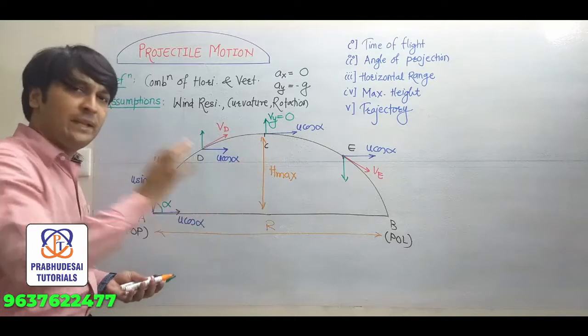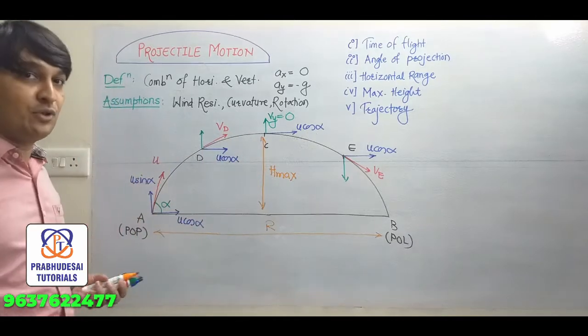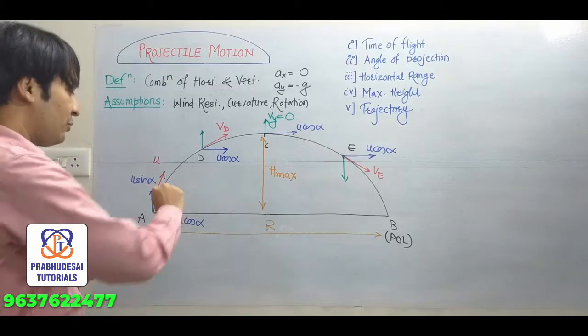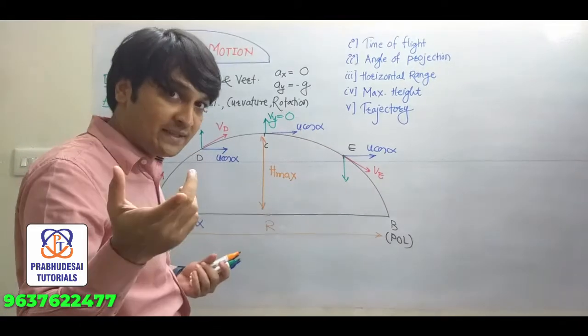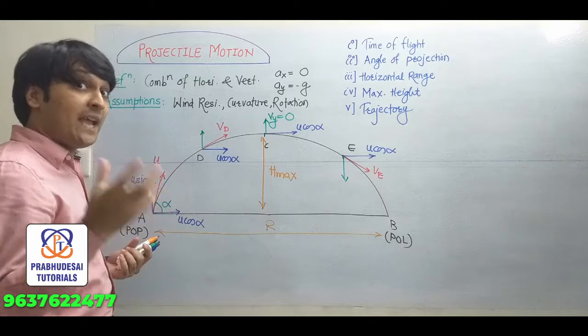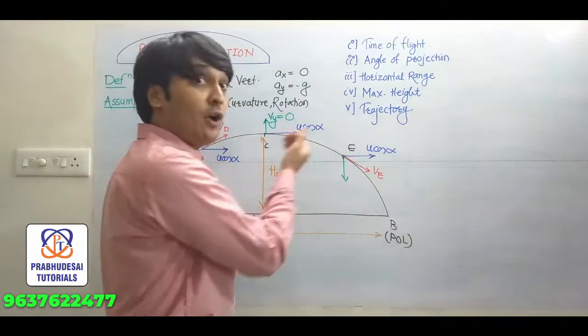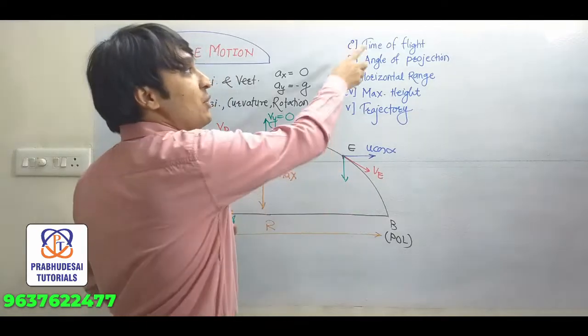So this is the complete important part of projectile motion. We'll discuss every point. What is time of flight? It is the time taken by a projectile while it is in space. That means it is the time right after the point of projection and right before the point of catch, that means the point of landing. It is called time of flight.